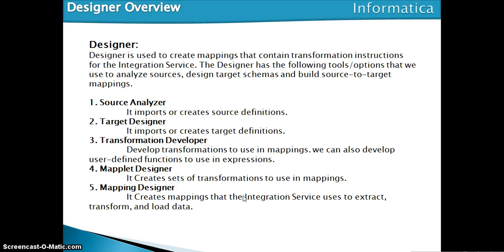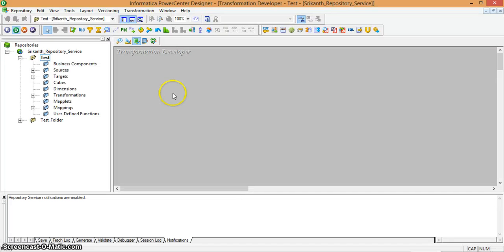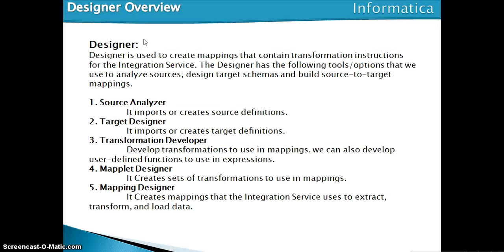And Mapplet Designer. A mapplet is nothing but it contains a set of transformations. We can use the mapplet in our regular mappings. In general, mapplets are nothing but reusable components. Here this is the Mapplet Designer pane. We can create a mapplet and we can use that mapplet in any number of mappings. So a mapplet is a combination of multiple transformations and it will perform some specific task.